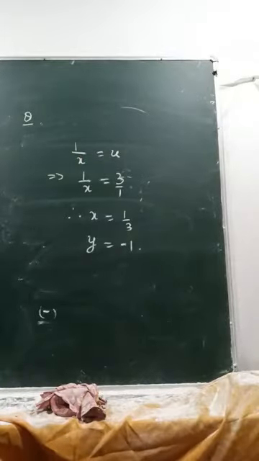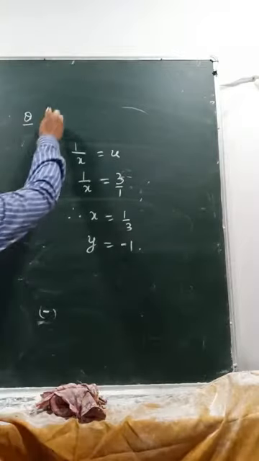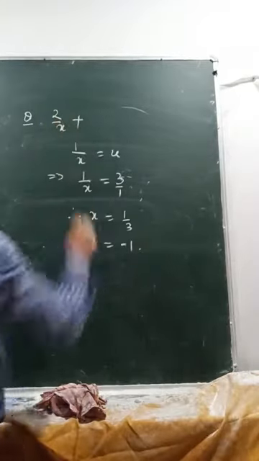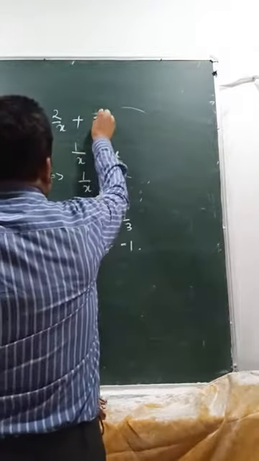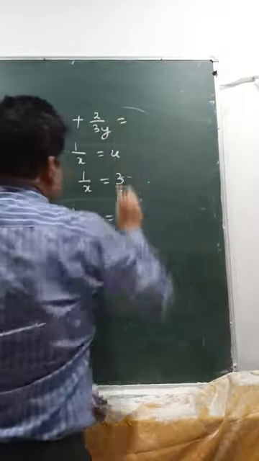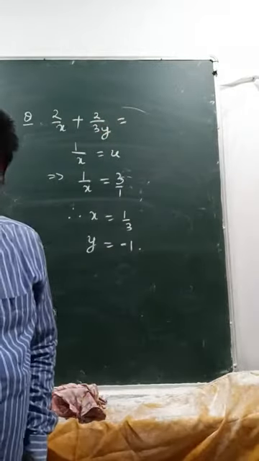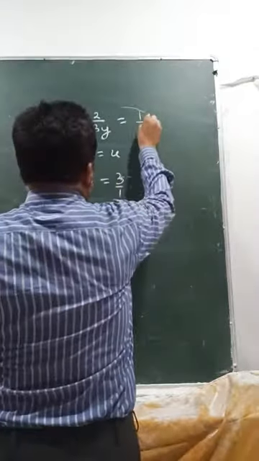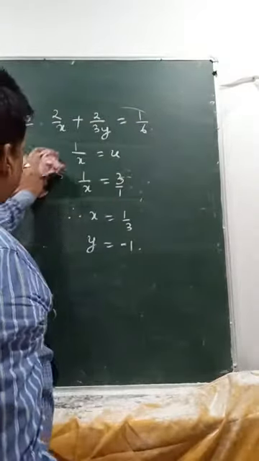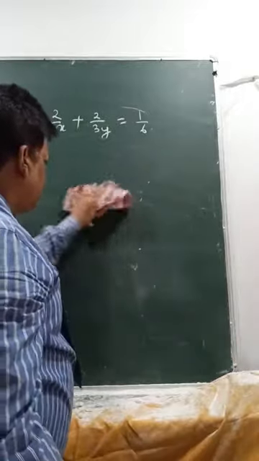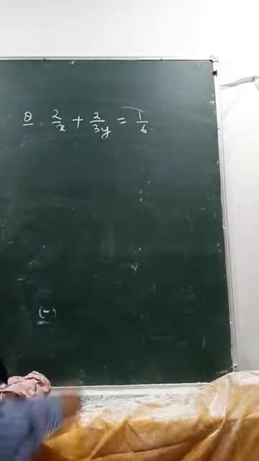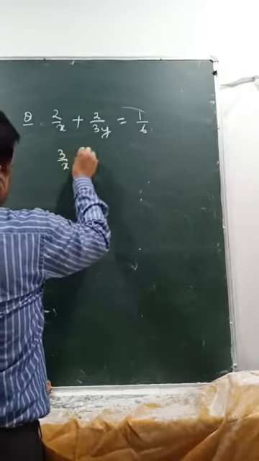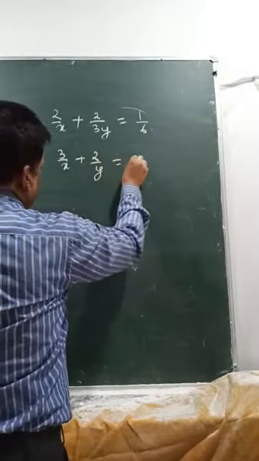Suppose I got a question: 2 by x plus 2 by 3y equals 1/6. Okay, then I'll get 3 by x plus 2 by y equals 0.